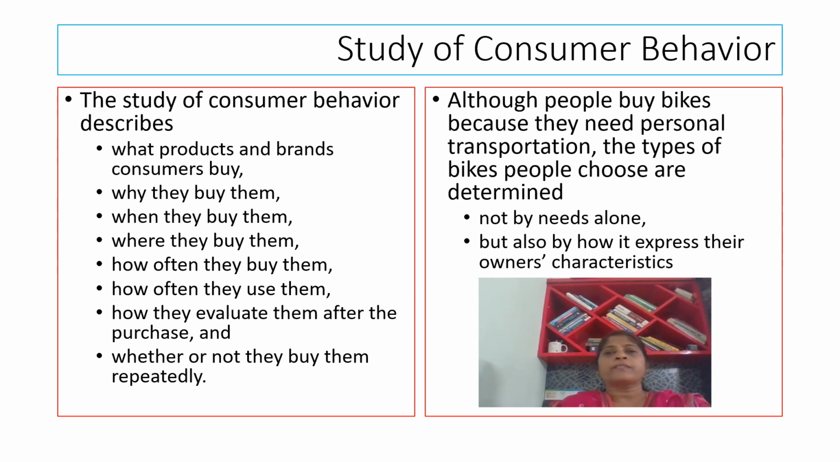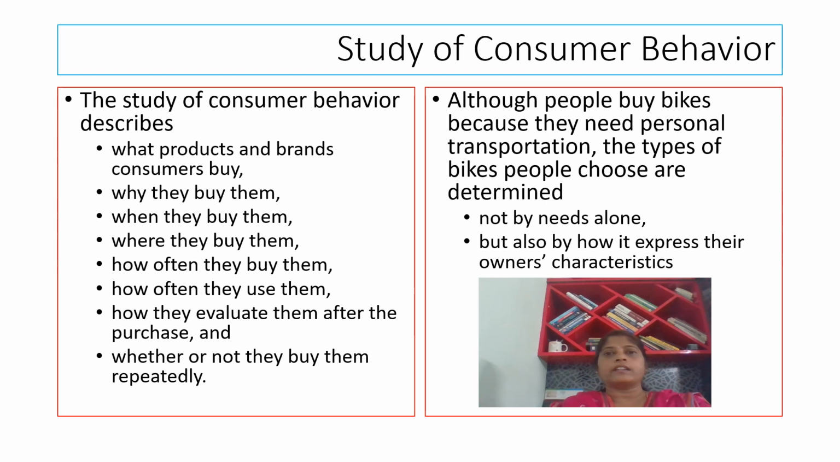domain. And also people buy bikes because they need personal transportation. You might feel, I bought a Pulsar bike because it's required for my transportation. The types of bikes people choose are determined not only by needs, not only by their utility values. Buying a cell phone does not mean that I bought the cell phone only for its utility value. It's not that alone, but it also sometimes expresses how the owner of that particular brand tries to express themselves. It also expresses the owner's characteristics. That way, the study of consumer behavior becomes a very important discipline for all of us.